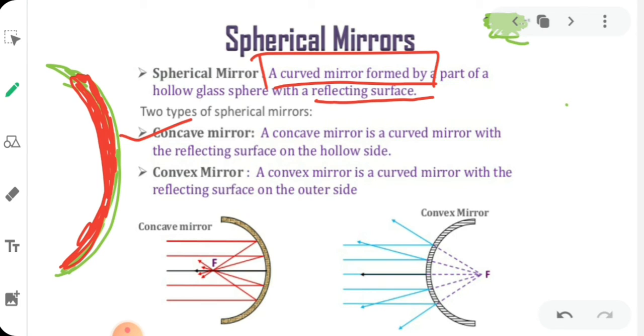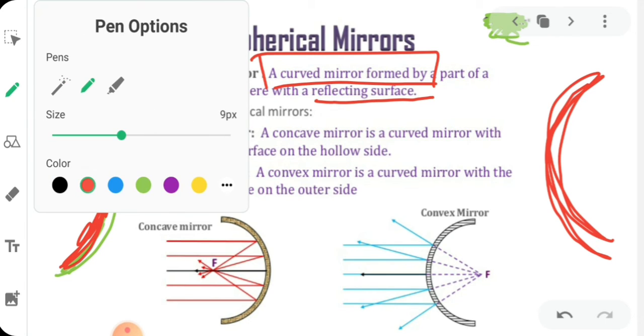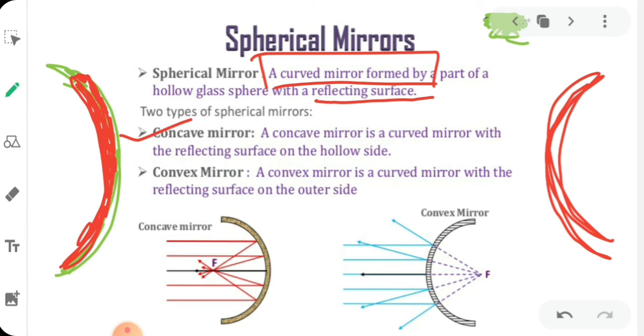Similarly, suppose I am talking about another mirror. Suppose this is the reflecting surface, and from the inside let us consider it as a mirror over here. Then at this point we will call this a convex mirror. What type of mirror is this? This is the convex mirror.